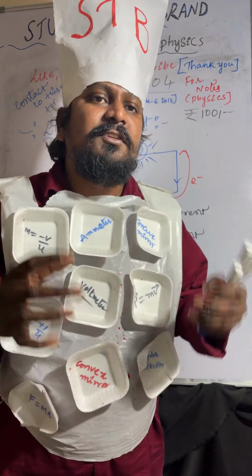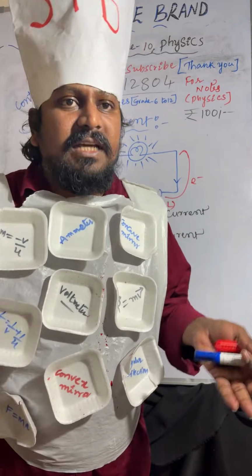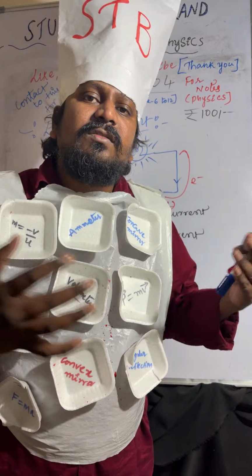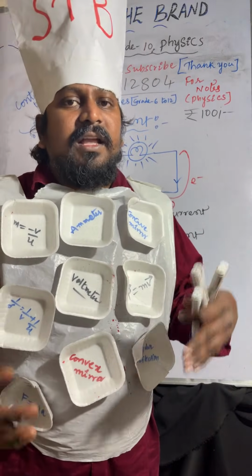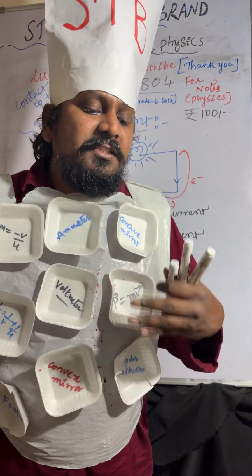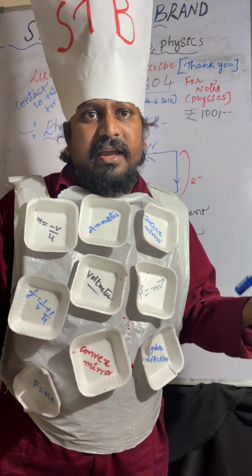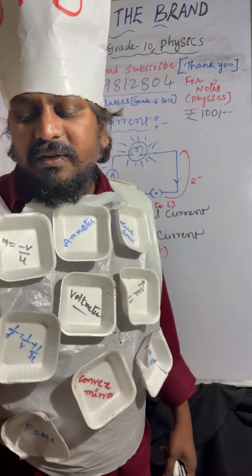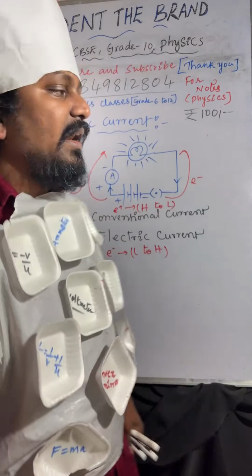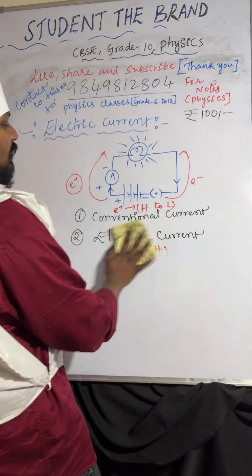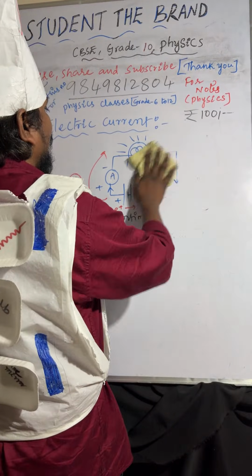Conventional current is nothing but the flow of positive charges. The flow of electrons is known as electric current. A closed and continuous path of an electric current is known as an electric circuit. So that is about conventional current and electric current.